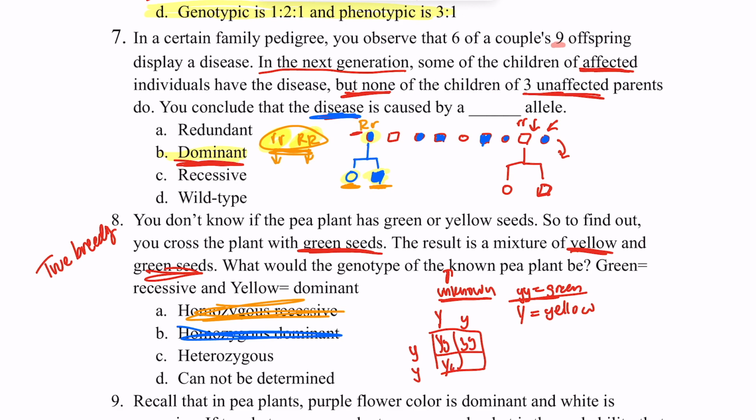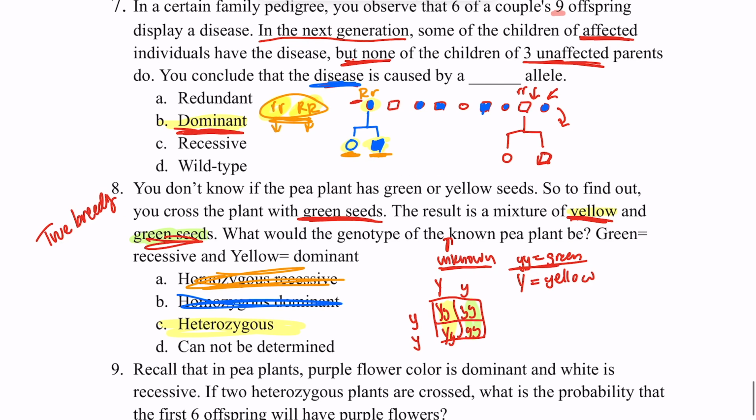Which gives us 2 green and 2 yellow. Which is exactly what happens here, yellow and green seeds. So the unknown must be heterozygous. That's the correct answer for 8. So just plug things in, see how they work. Just do a little Punnett square. It never hurts.